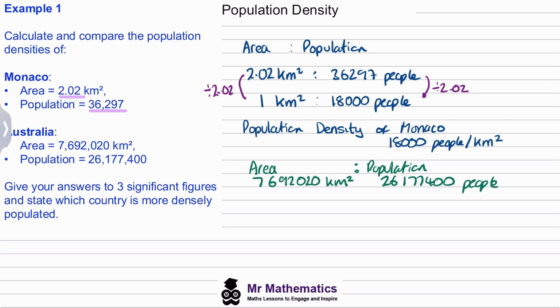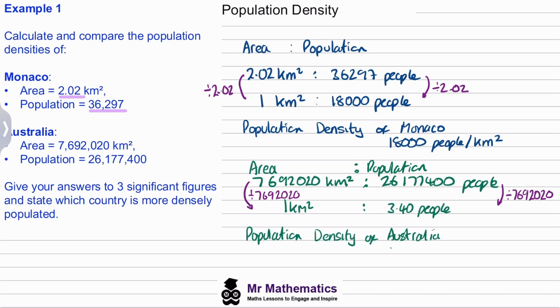So to work out the population density, we need the area to be 1 kilometer squared, 1 unit of area. So we divide this area by itself, which means we need to do the same to the population. We'll divide that by the area. And this will give us 3.40 people to 3 significant figures. So the population density of Australia is 3.40 people per kilometre squared.